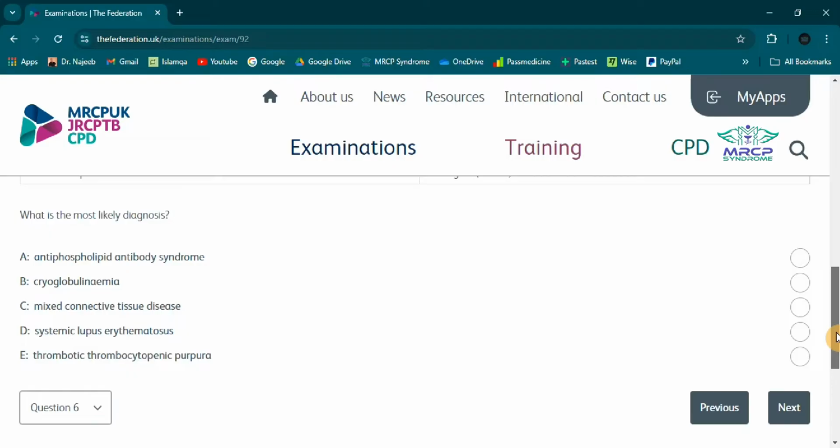What is the most likely diagnosis? Antiphospholipid antibody syndrome, cryoglobulinemia, mixed connective tissue disease, systemic lupus erythematosus, and TTP.